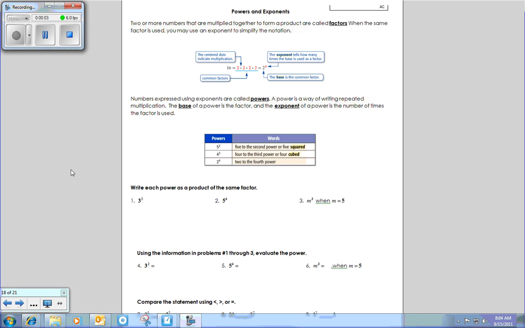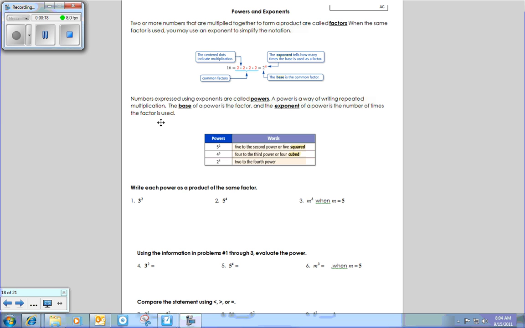We're going to talk about powers and exponents in this video. Powers and exponents are two or more numbers that are multiplied together to form a product, and that's called a factor. When the same factor is used, you may use an exponent to simplify the notation.